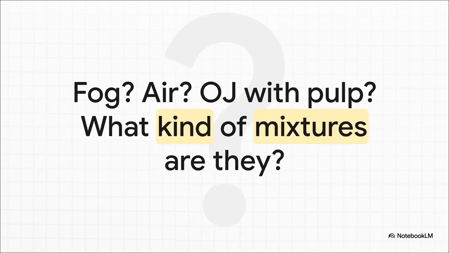So, now you have the detective's toolkit. You know the secret isn't just what's in the mixture, but the size of what's in it. So the next time you see something, ask yourself, is it clear? Does it scatter light? Does it settle? What kind of mixture is that salad dressing, or that morning fog, or even the sky itself? The answers are all around you.